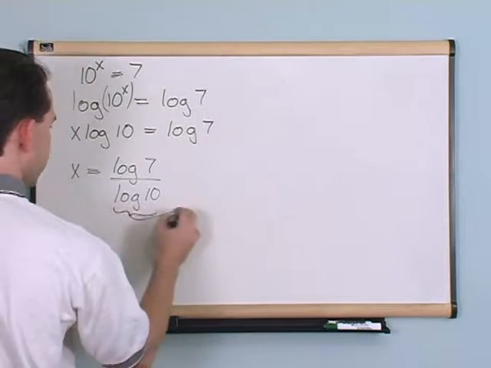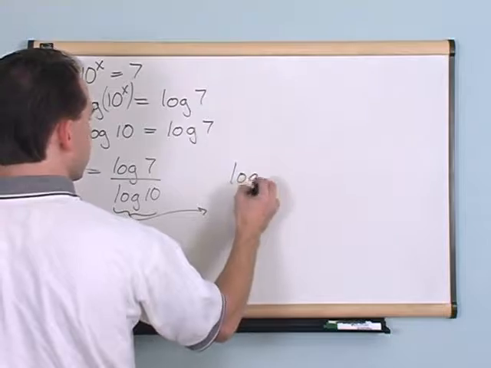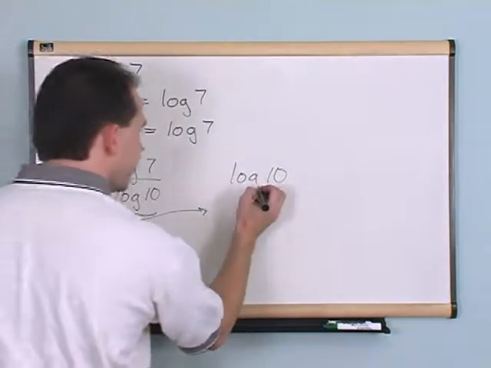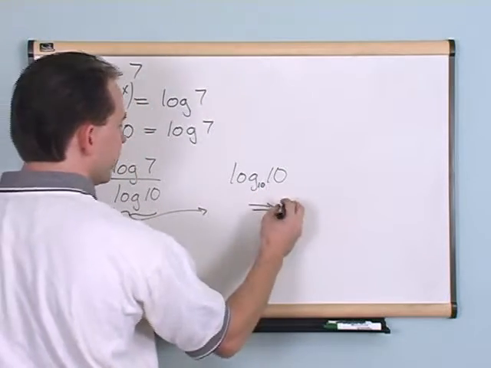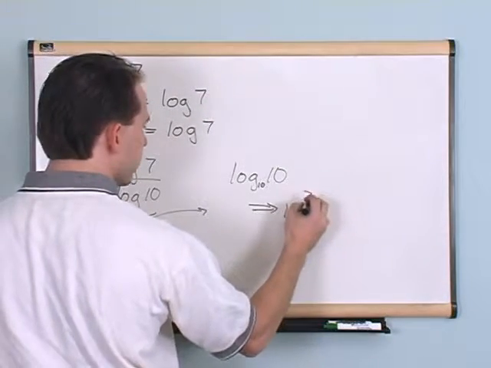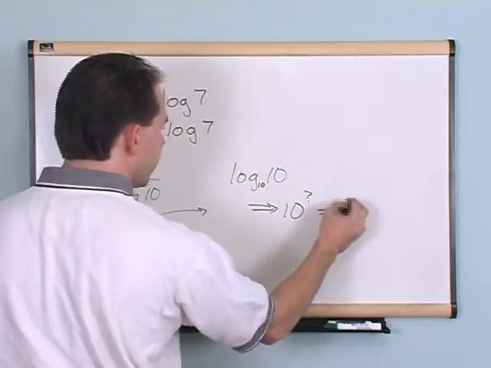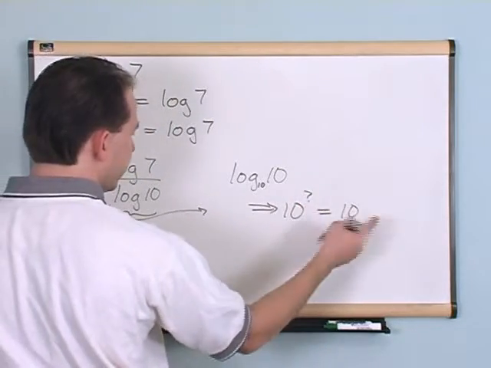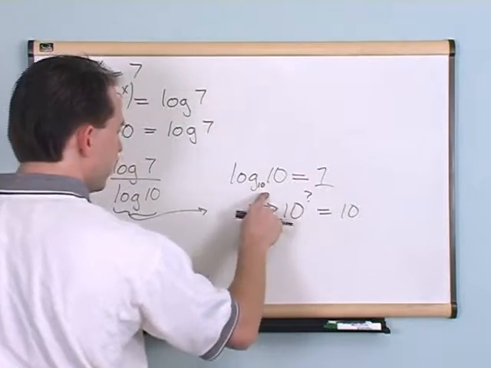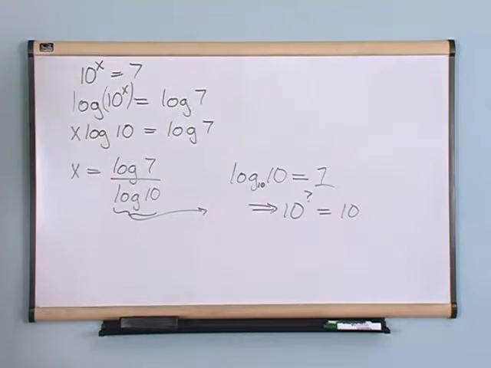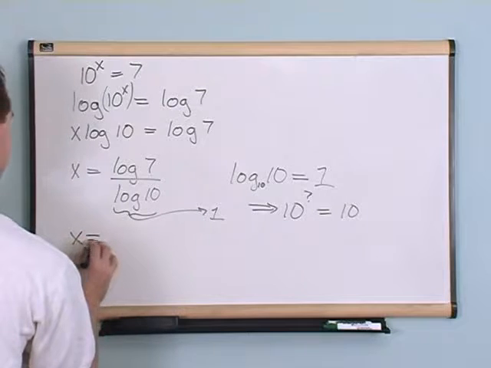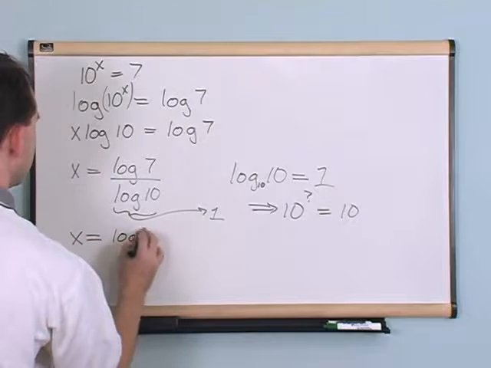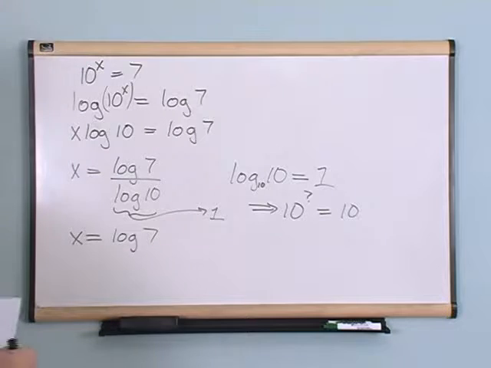But log of 10, okay, what does that equal? Well, this is an implied base 10. So what it means is, 10 to the power of whatever I'm looking for equals 10. So 10 to the power of what equals 10? Well, obviously it's got to equal 1. 10 to the power of 1 is equal to 10. So this is just equal to 1. So then finally x is just going to be equal to log of 7. And that would be the solution to this equation.